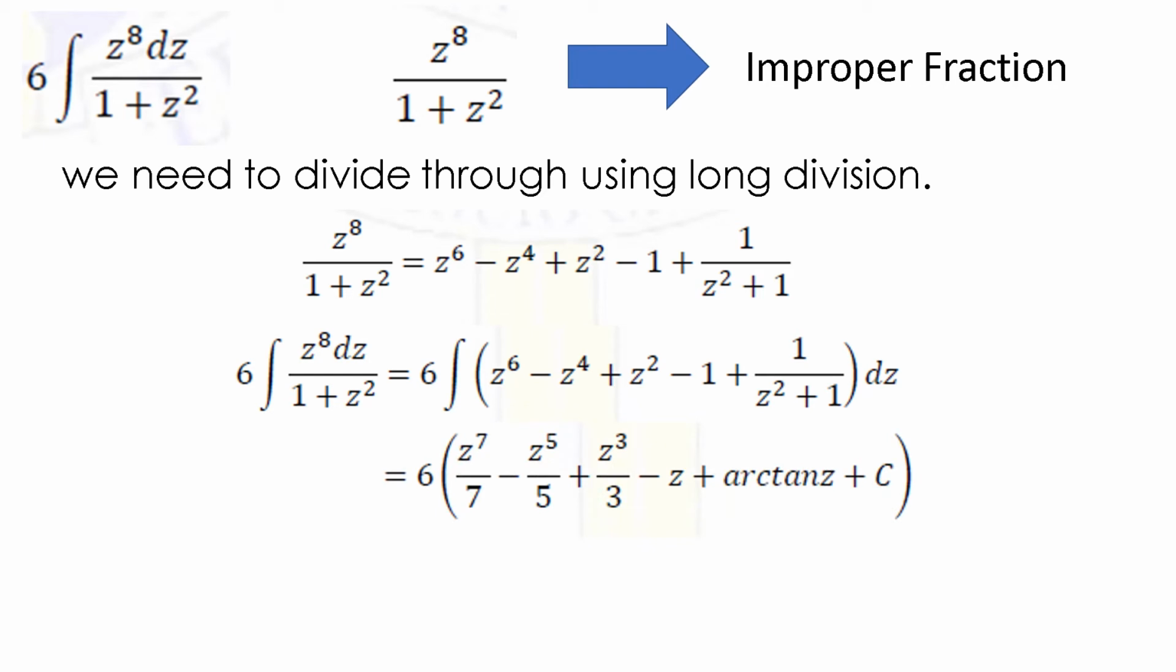Integrating, we get 6 times the quantity z raised to 7 all over 7 minus z raised to 5 all over 5 plus z cubed all over 3 minus z plus the arc tangent of z plus c.